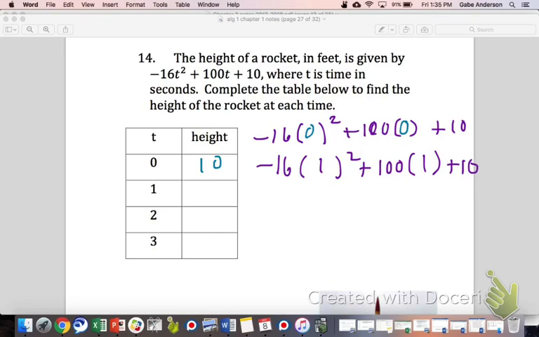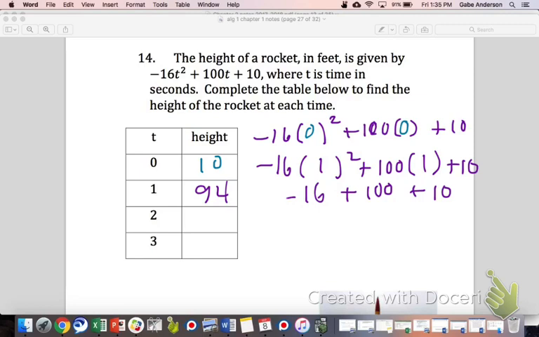What we can do here, there's definitely some common errors. First, before we do any multiplying or adding or subtracting or anything like that, we need to go ahead and take care of that 1 squared. So 1 squared is 1. Negative 16 times 1 is simply negative 16. 100 times 1 is 100 plus 10. We finish this off by completing the addition and or subtraction. What do you guys get when you add those 3 numbers up? 94. 94 is correct.